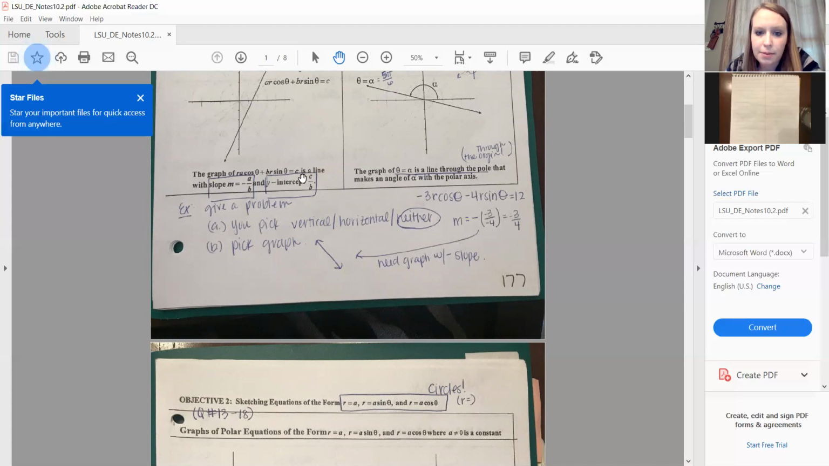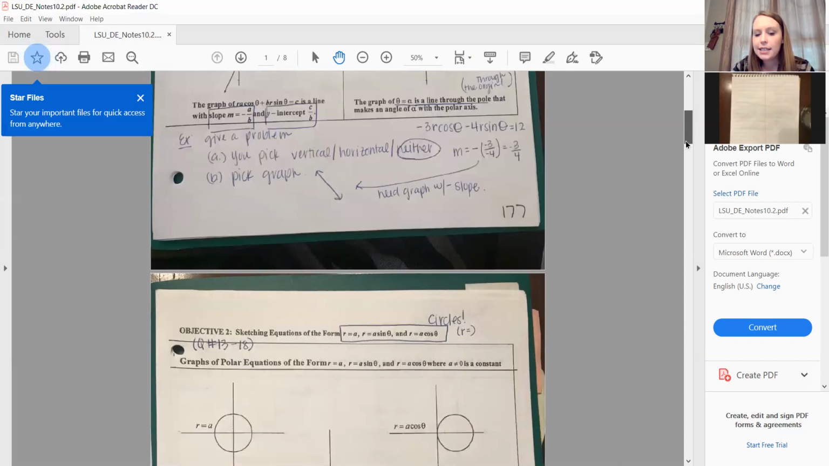And then my y-intercept would be c over b. So 12 divided by -4 is -3. So you're picking the graph that goes through the y-intercept of -3 but has a slope of -3/4. So you know a negative slope looks like this. So those are really easy, okay?